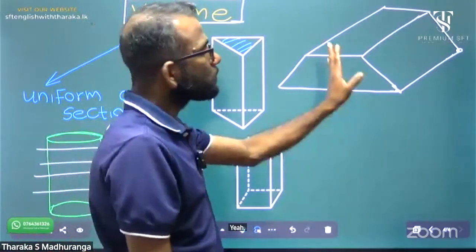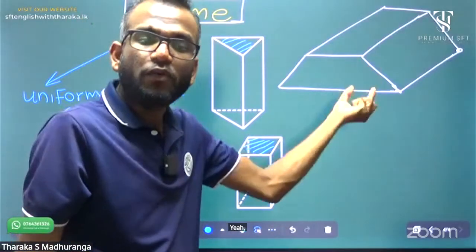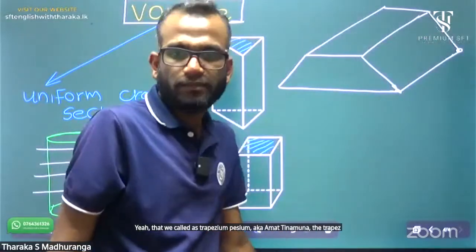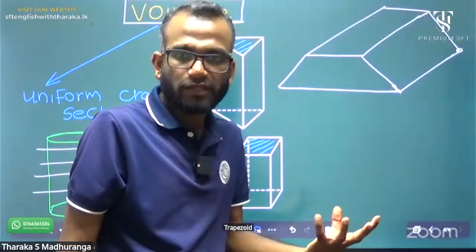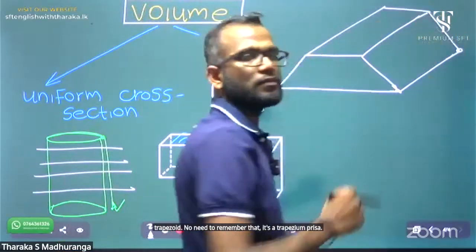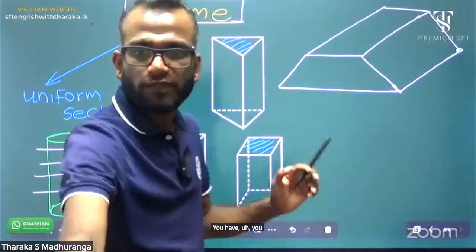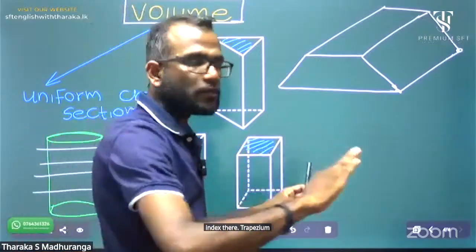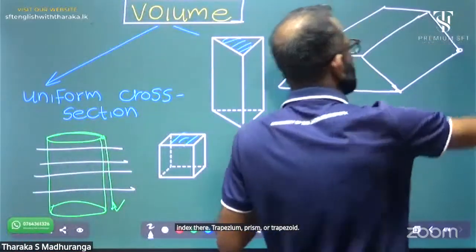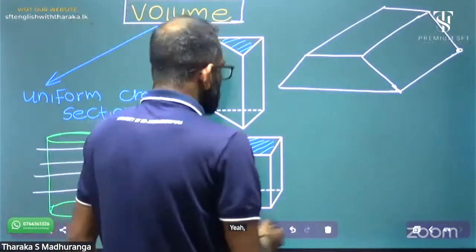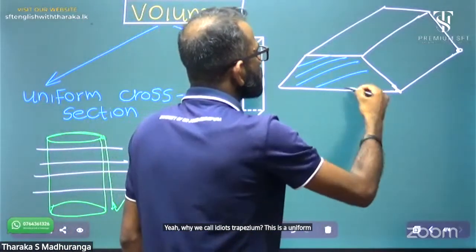Yeah, that we call a trapezium prism. There is a name for it, what is it? Trapezoid. No need to remember that. It's a trapezium prism. You will get marks for this answer in the exam. Trapezium prism or trapezoid. Why do we call it a trapezium prism? This is a uniform cross section. It is the same.